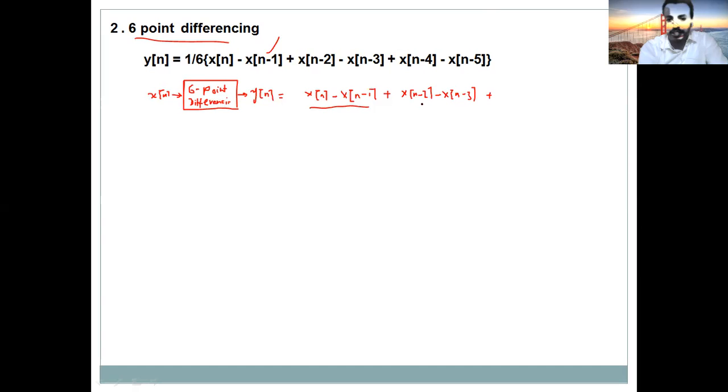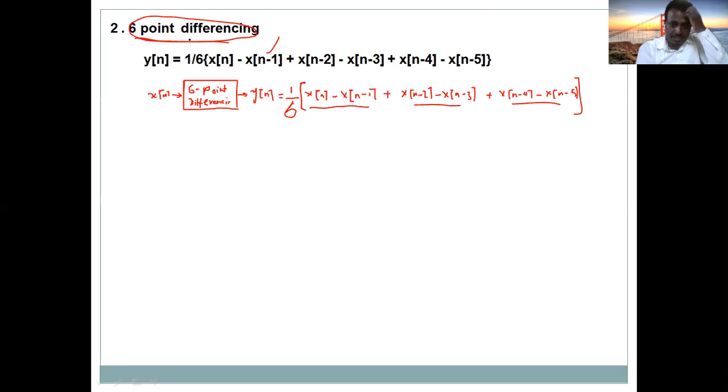Then we have plus x of n minus 4 minus x of n minus 5. Okay. So all these signals are added together and divided by 6, so it becomes an average, right? We need the average, so divided by 6. This system with this difference equation is called a 6-point differencing system.